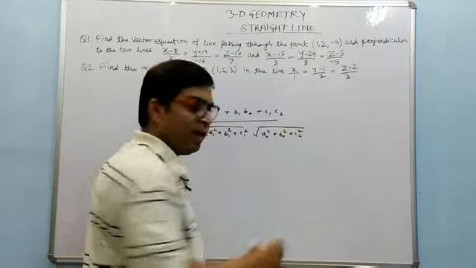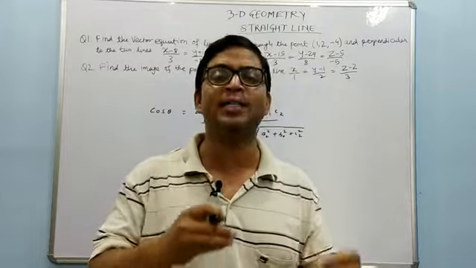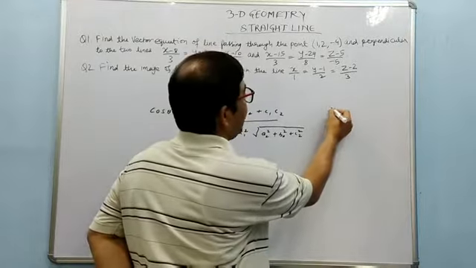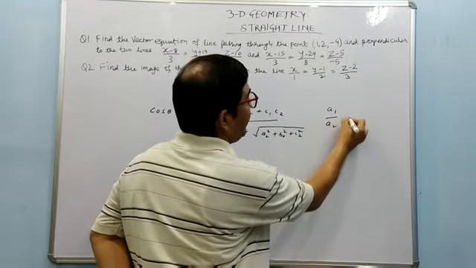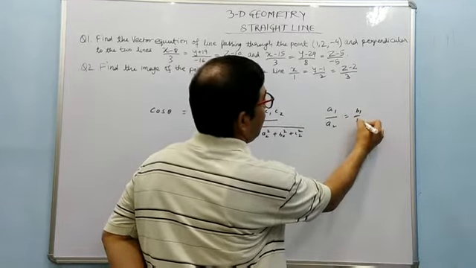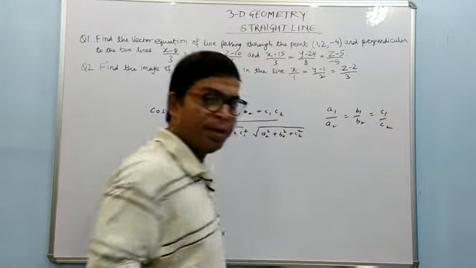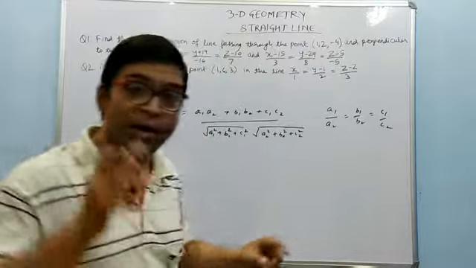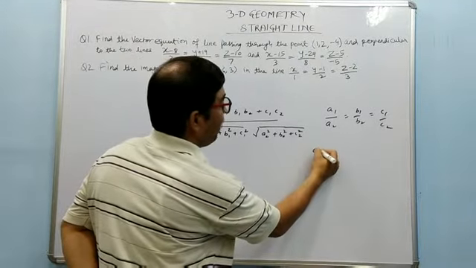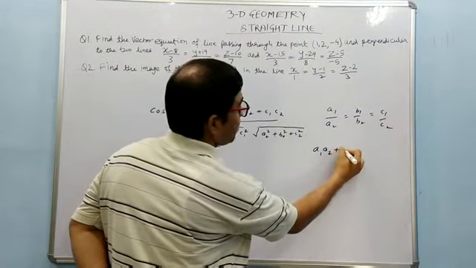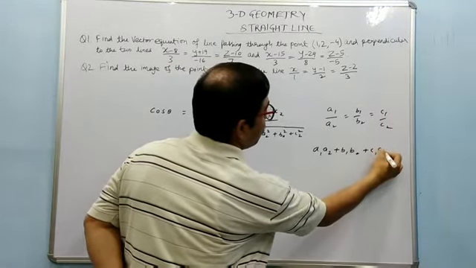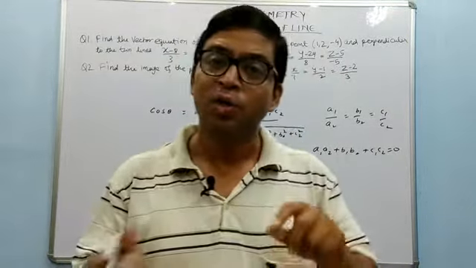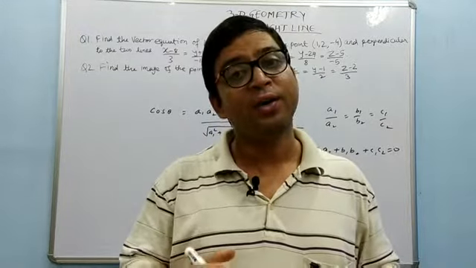So we have derived two things: if two lines are parallel then their direction ratios are proportional. So the condition of parallelism was a1 by a2 is equal to b1 by b2 is equal to c1 by c2, where a1, b1, c1 are the DR of the first line and a2, b2, c2 the DR of the second line. If two lines are perpendicular, we have seen a1 into a2 plus b1 into b2 plus c1 into c2 is equal to 0. We will make use of these two properties to solve different questions.